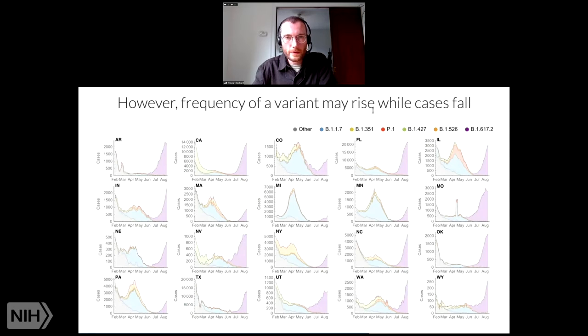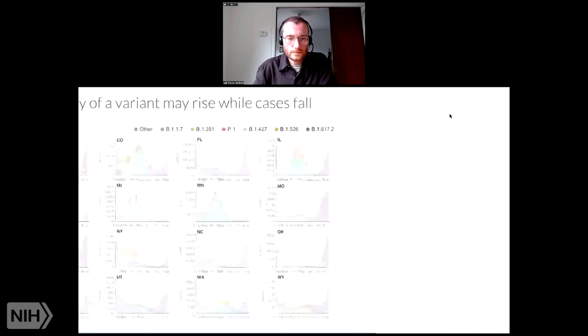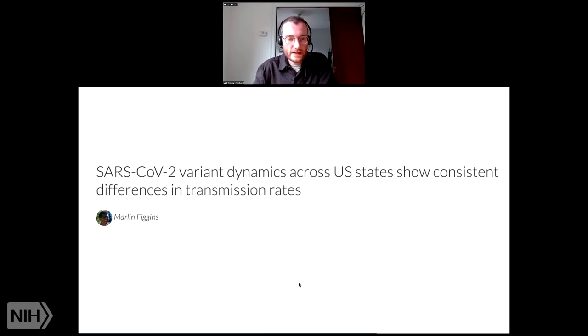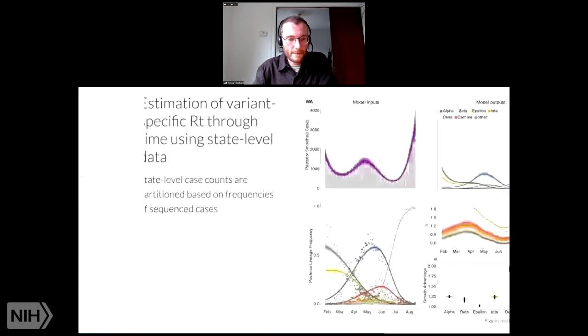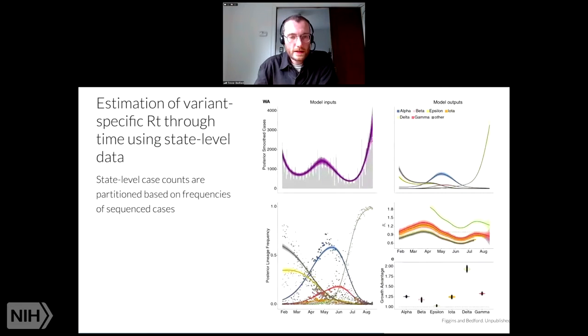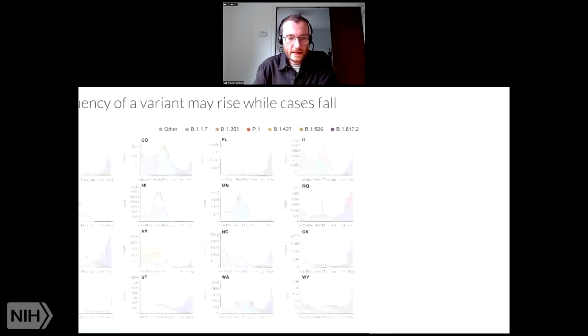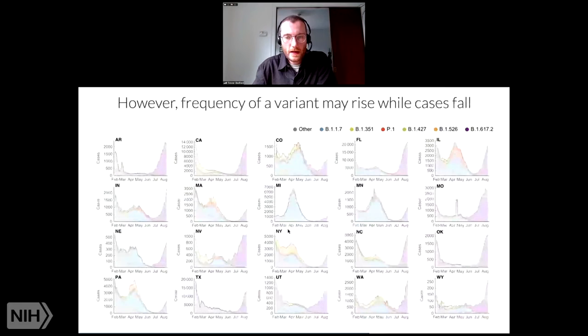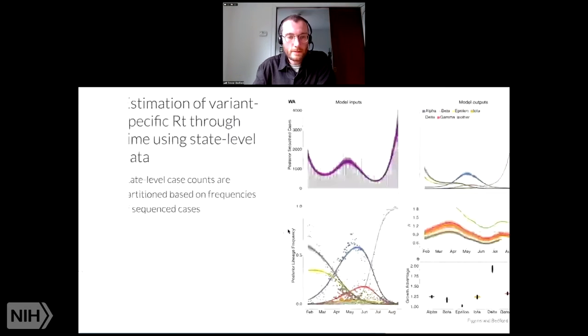So here we wanted to distinguish this and look, rather than just at the fitness advantage, at the actual Rt, or the number of secondary infections that one infection causes, of these different variant viruses. This is work led by Marlon Figgins in the lab. Marlon is a PhD student in applied math. This model takes this observation and tries to formalize it and put some rigorous numbers on it.